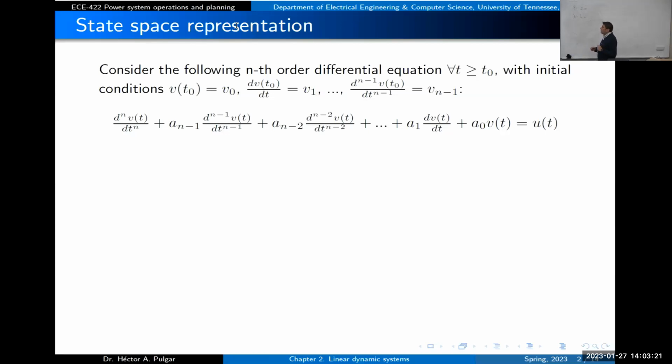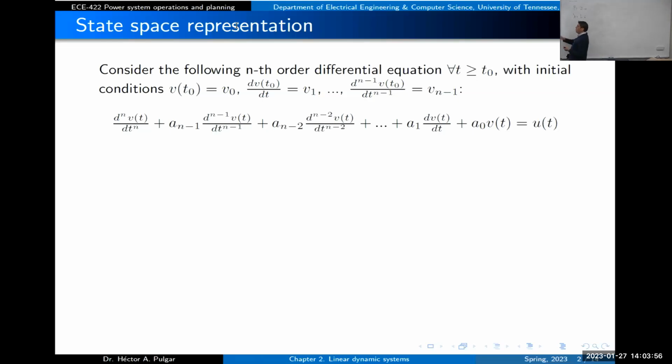But in this part, what I want to talk about is how we can convert that equation we may have into something that is simple. Then this simple representation is going to be a set, not just one equation. We're converting this one equation with high order into a set of first order differential equations. Why are we going to do that? Because solving a first order differential equation is way simpler than dealing with a higher order equation.